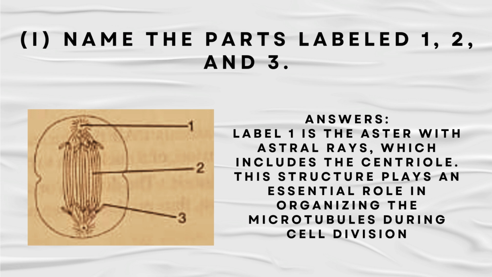Name the parts labeled 1, 2, and 3. The answer for label 1 is the aster with astral rays, which includes the centriole. This structure plays an essential role in organizing the microtubules during cell division. The centrioles help in the formation of spindle fibers, which guide the movement of chromosomes as the cell divides.